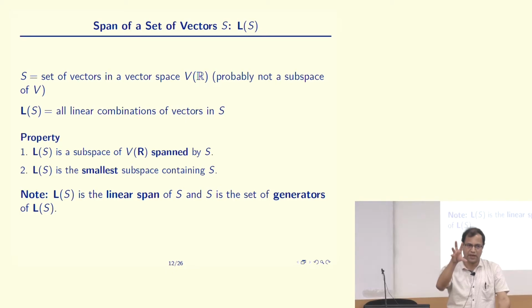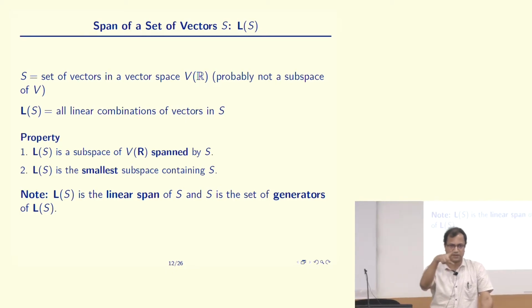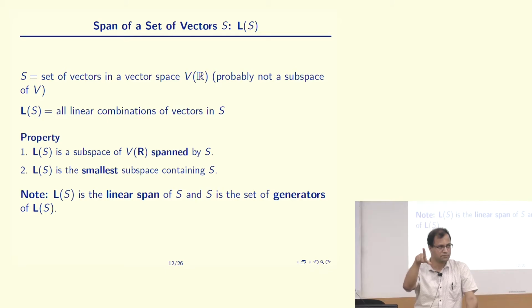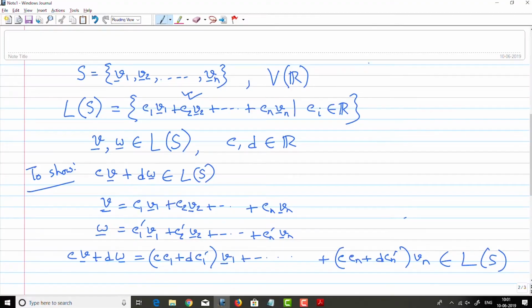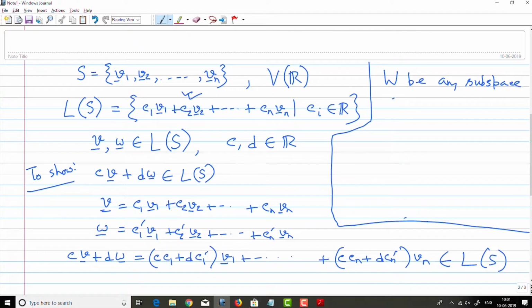So we consider any vectors V1, V2, Vn, and any subspace containing these vectors, and then show that it contains the linear span of S. Just to give you a hint, let W be any subspace containing S, right?